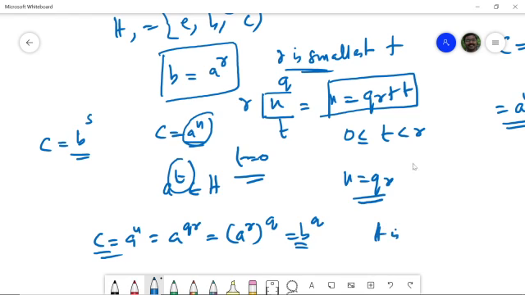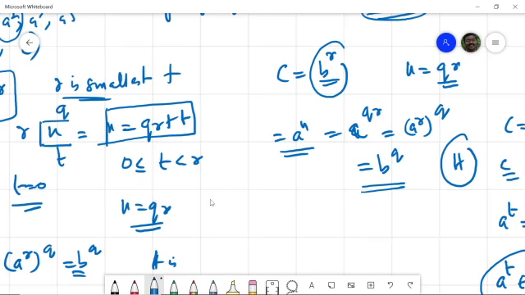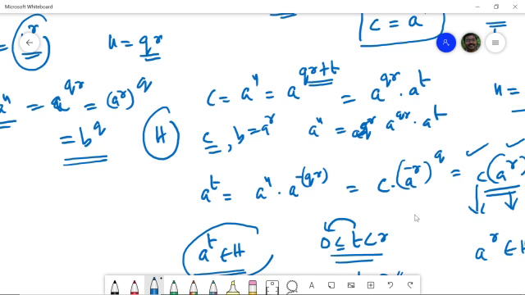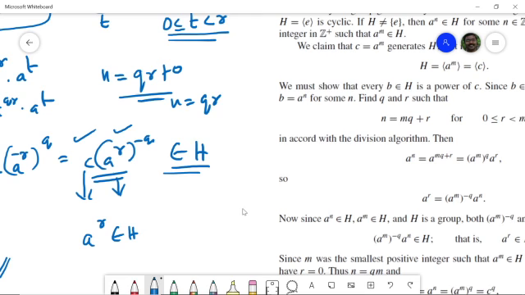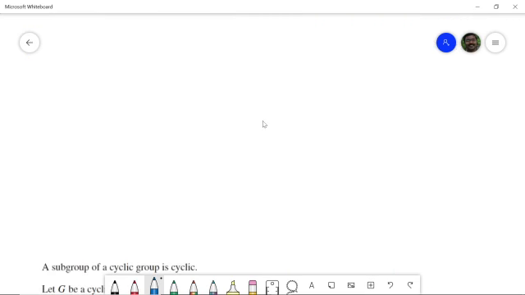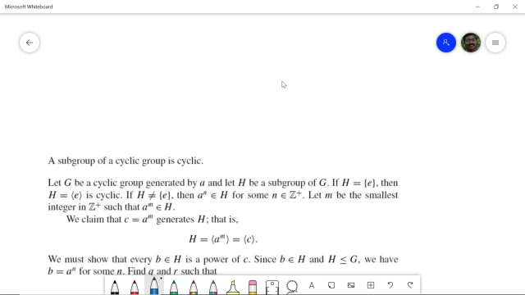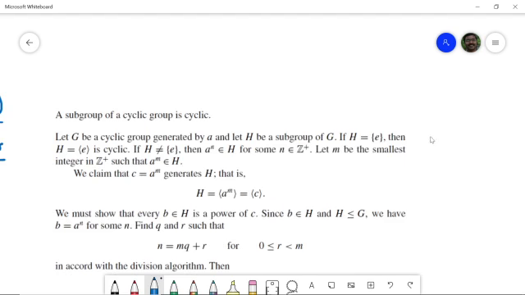So every subgroup of a cyclic group is again cyclic. That is an important result here. So this is the first section, and this is the proof. I have also brought the proof here. The same thing has been taken here. So I'll share this with you.